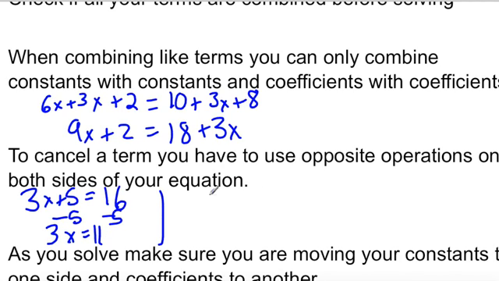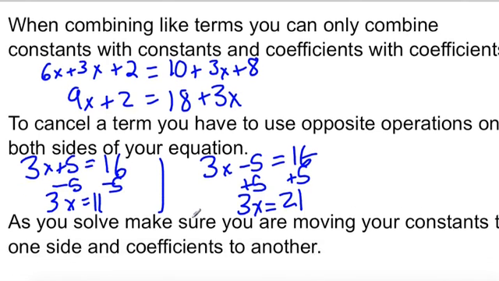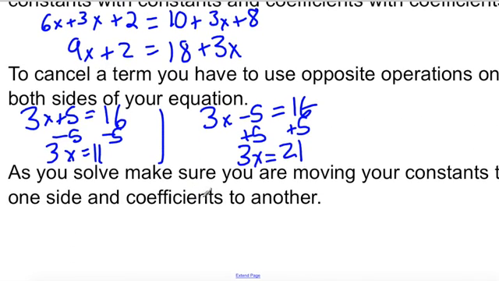Whereas on this side, if I did 3x minus 5 equals 16, notice the difference between the addition here and the subtraction here. I wouldn't subtract by 5 on this side, I'd actually add on 5. Add by 5 on both sides. So I'd have 3x equaling 21 on this side. And again, we're not fully solving it, we're just showing you one step at a time. And make sure that you're moving all of your constants to one side and all of your coefficients to another.